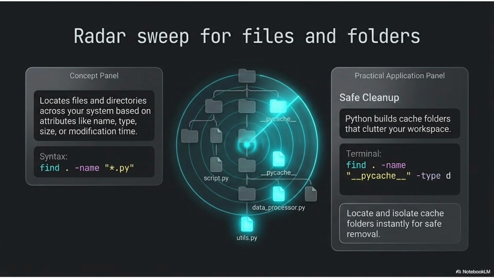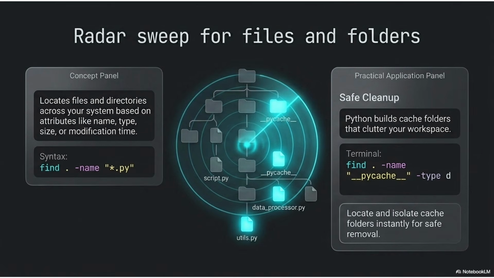This slide introduces find as a radar sweep for your system. It locates files and directories based on attributes like name, type, size, and modification time. The core syntax is find . -name, and here we're looking for any .py file with "*.py". This scans the current directory tree and returns every Python file. The practical application shown is a real-world scenario. Python builds a __pycache__ folder that clutters your workspace. The command find . -name __pycache__ -type d locates every cache directory instantly for safe removal.